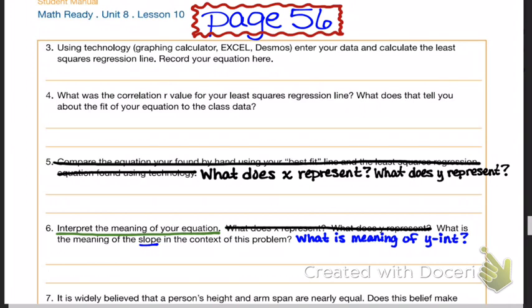After you guys get your data in the 2 columns, you would want to make your scatter chart. We did this together the other day. You want to highlight both columns, and you choose Insert and Chart.